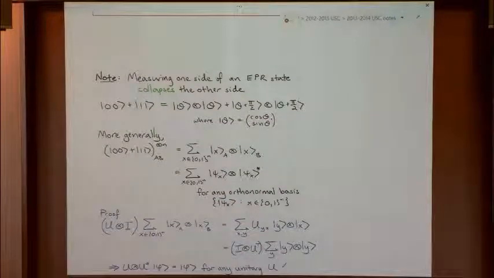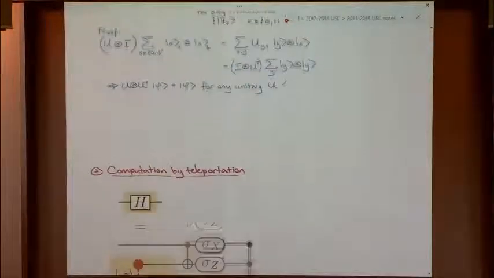Let me point out something that Umesh also mentioned on Monday, which is this EPR pair is really nice. It has this property that if you measure it in any basis, like the theta plus pi over 2 basis, if Alice measures it in that basis, it collapses Bob's side to the same state. That's true more generally as well. If you take n EPR pairs and you measure in any orthonormal basis, like psi x, whatever result Alice gets, Bob has the same state up to complex conjugation. So collapsing one half collapses the other half to the same thing. Here's a proof. I'll skip it.